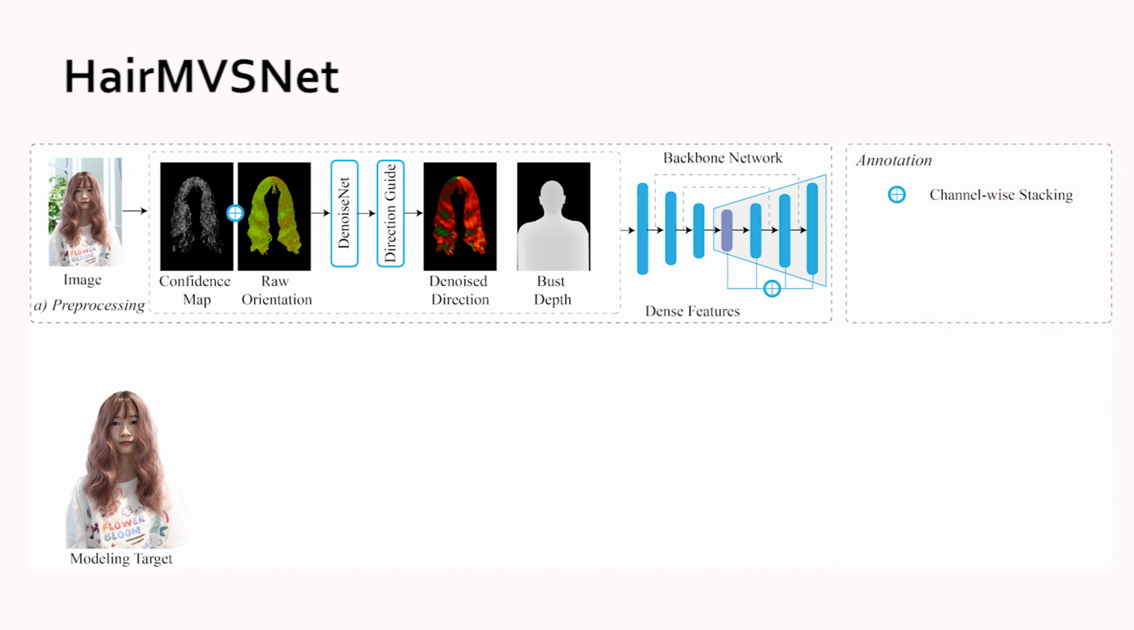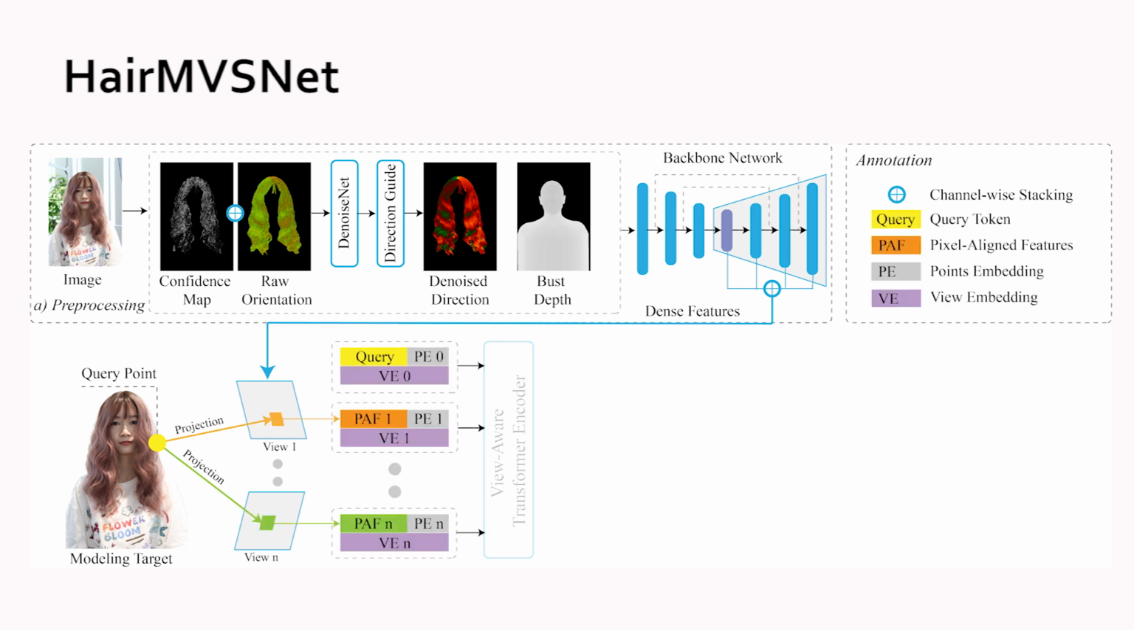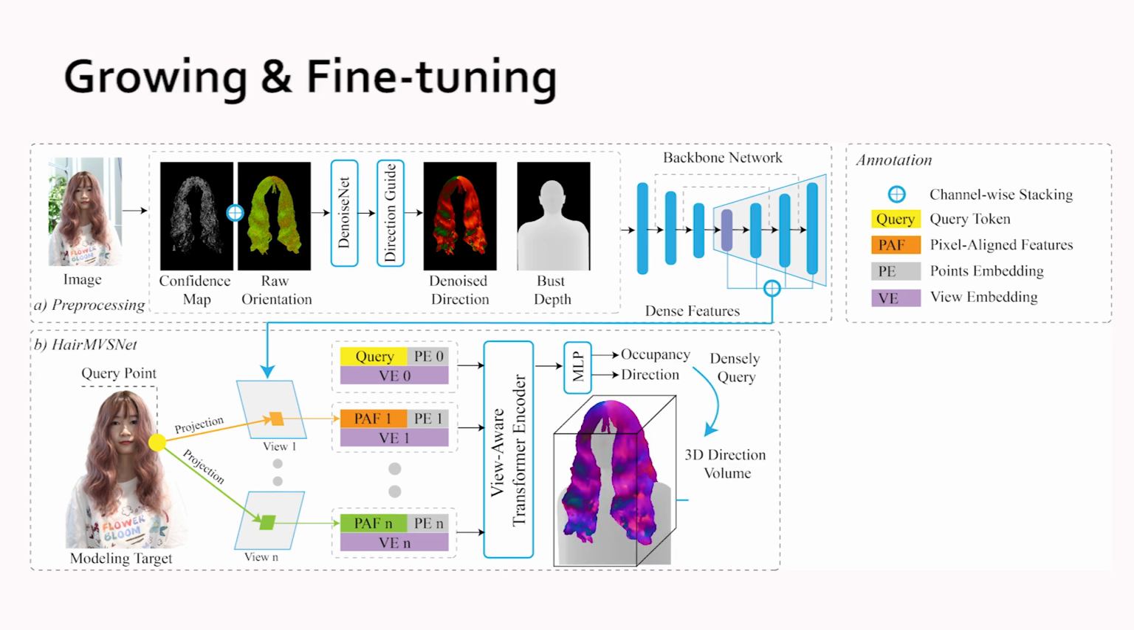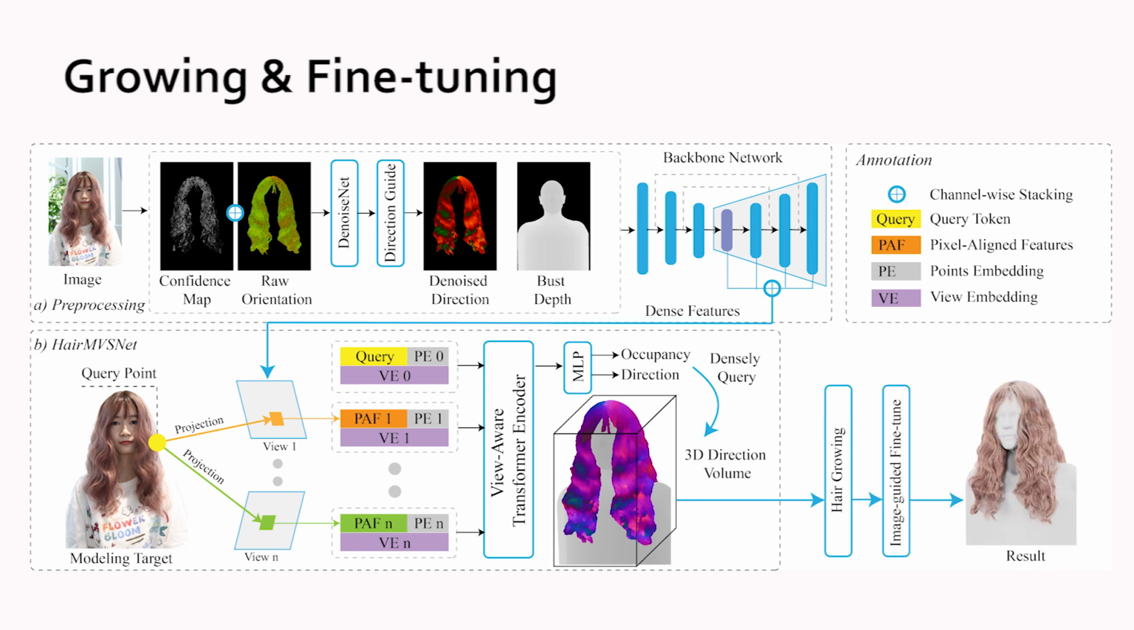After pre-processing, we densely sample points in the space around the subject. Then we query sampling points' occupancy and direction values through HairMVSNet to form a hair-growing volume. We grow and fine-tune hair strands in the hair-growing volume to produce the final result.